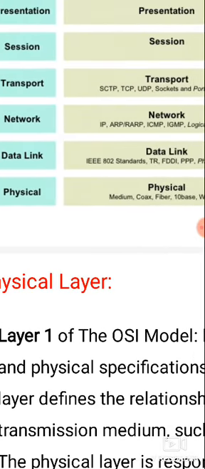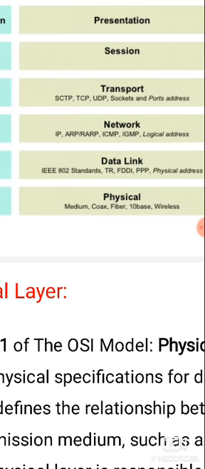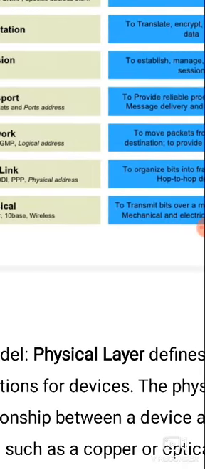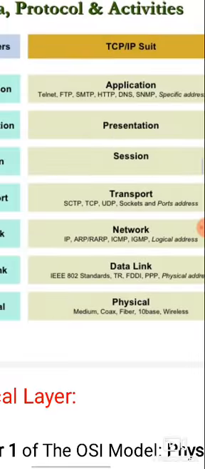Next, the network layer. The network layer connects with the internet protocol. Next, it connects with logical address and automatic repeat request, and it is used to move the packets from source to destination. It provides internetworking.